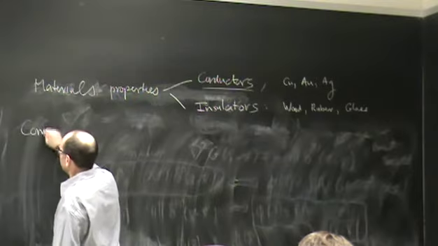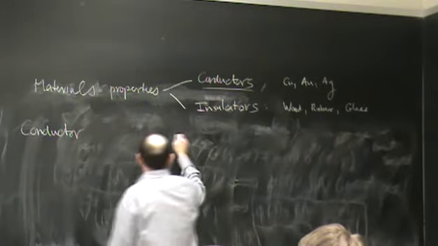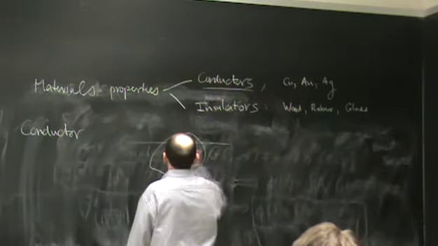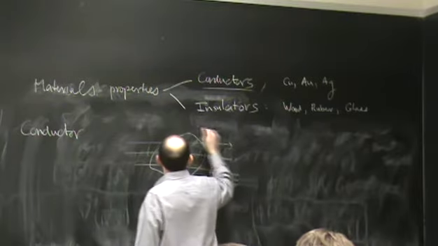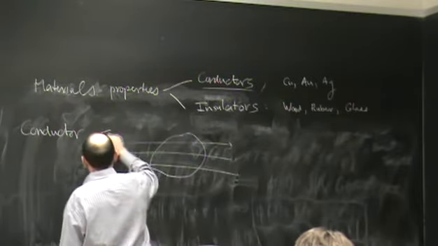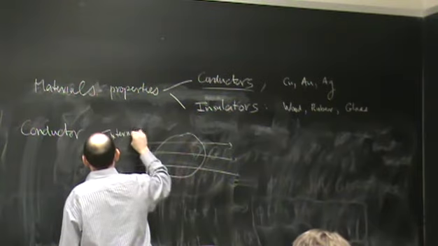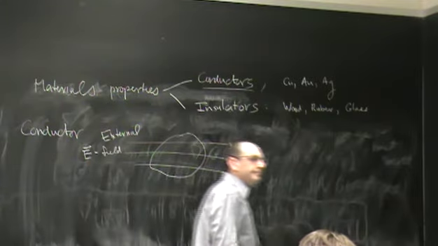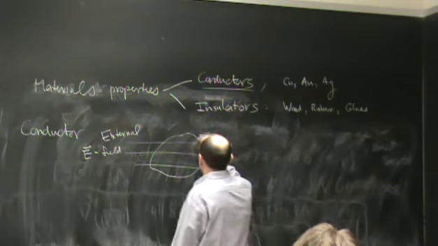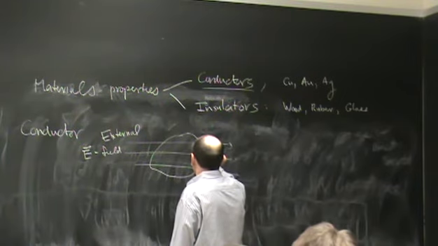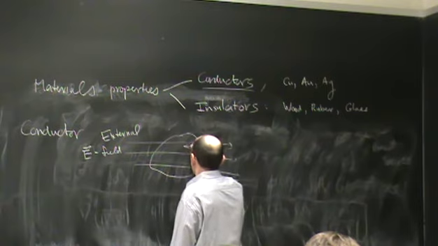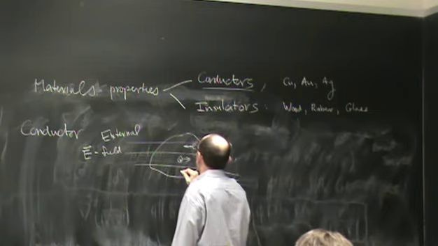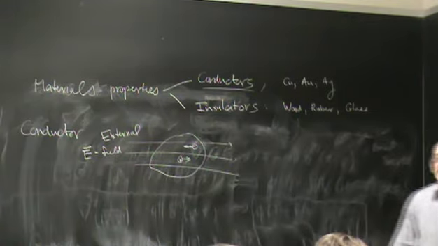So if I put a conductor, here's some chunk of copper, and I put it in the presence of an external electric field, well then what's going to happen, of course, is all the mobile negative charges move in one direction, and all the holes move in the other direction with the electric field.